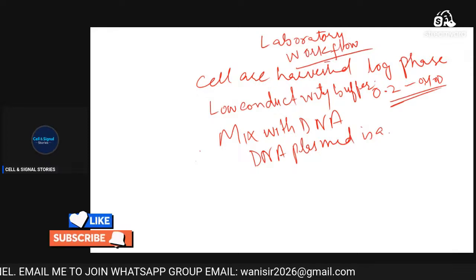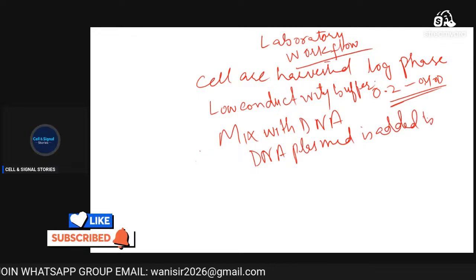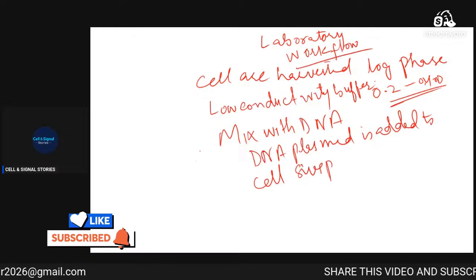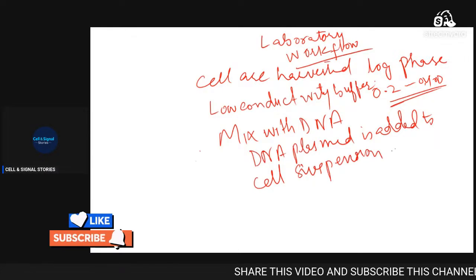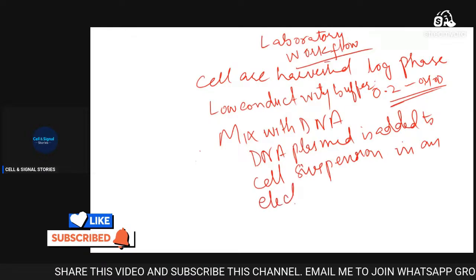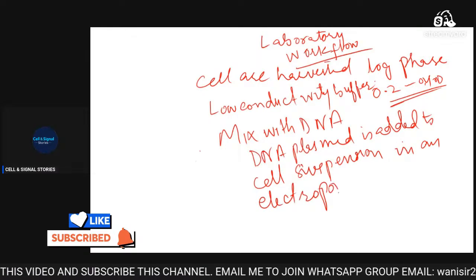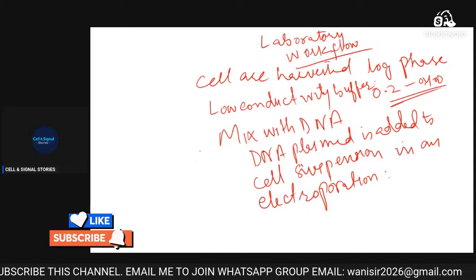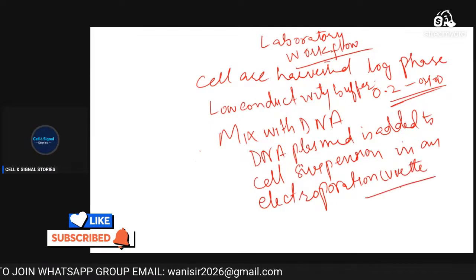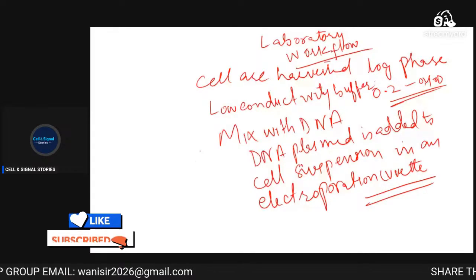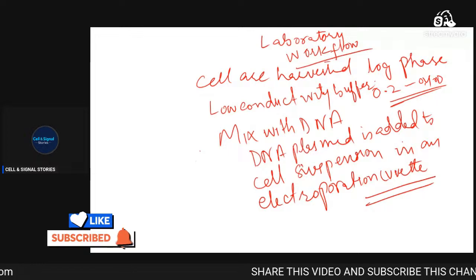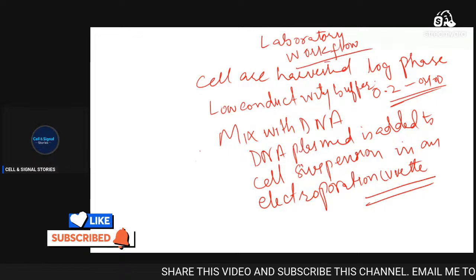is added to the cell suspension in an electroporation cuvette. There is the electroporation cuvette, on both sides of which there are electrodes, and this known amount of DNA is added. To apply the electric pulse, the cuvette is placed between the two electrodes.